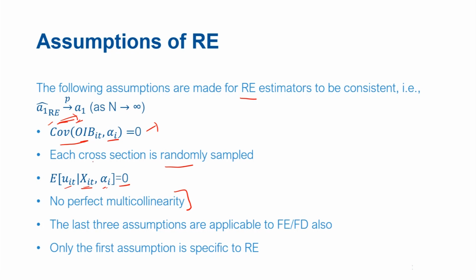Please note the last three assumptions, the cross-section to be randomly sampled, the expected value of the error term to be 0, and no perfect multicollinearity, are also applicable to FE and FD. So this first assumption is specific to random effect, which states that there is no correlation or covariance between the independent variable and unobserved heterogeneity.